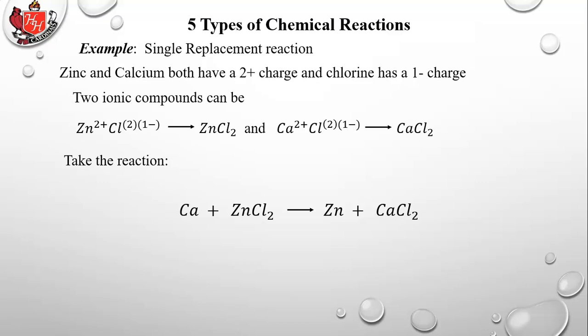So what happens, if you look on the right side of the arrow, is somehow the zinc came away from the chlorides, the Cl2, and the calcium took its place. Now the calcium is bonded to the chlorides. Now how did that happen?